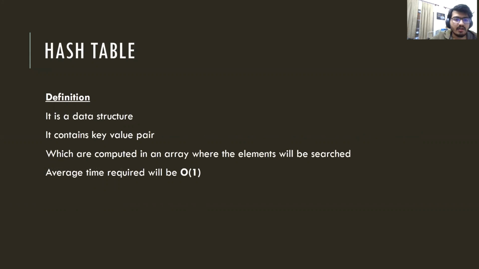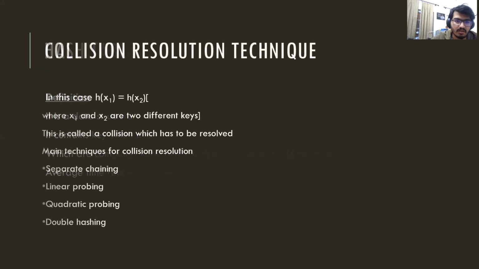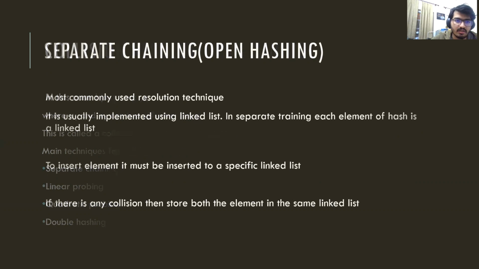Definition. Hash table. It is a data structure. It contains key value pairs which are stored in an array where the element will be searched. The average time required will be of the order of 1. Collision resolution technique. In this case, h(x1) is equal to h(x2), where x1 and x2 are two different keys. This is called a collision, which has to be resolved. The main techniques for collision resolution are separate chaining, linear probing, quadratic probing, and double hashing.